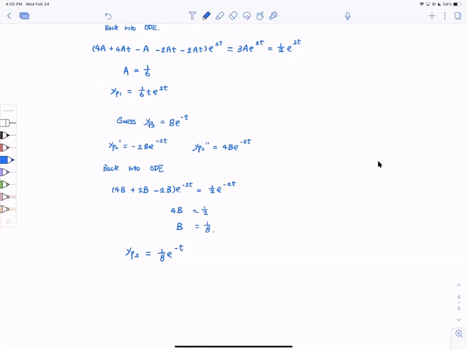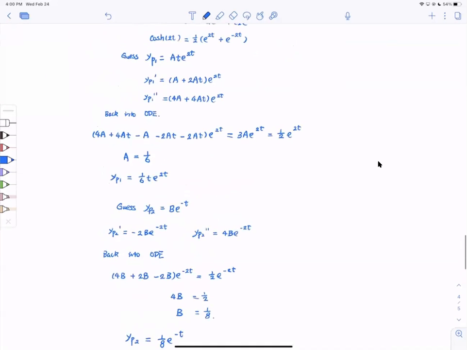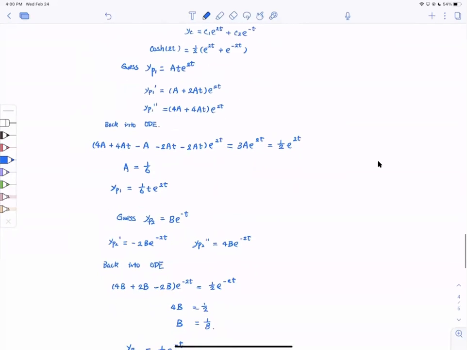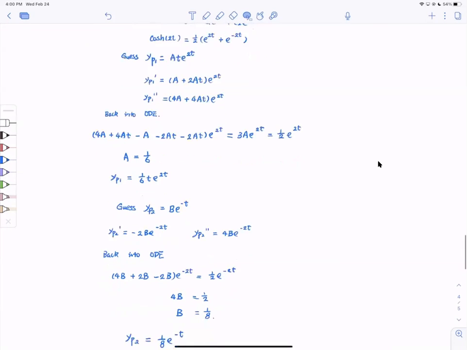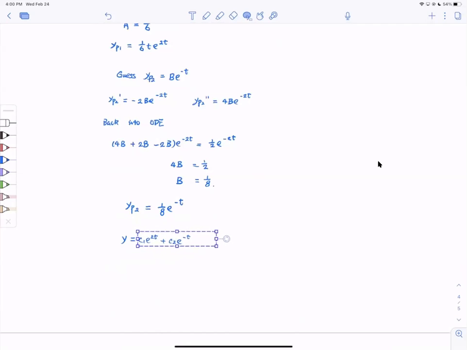So your general solution is going to be the complementary solution, this one, plus yp1, which is 1 over 6 t e to the 2t, and yp2, which is 1 over 8 e to the negative t.